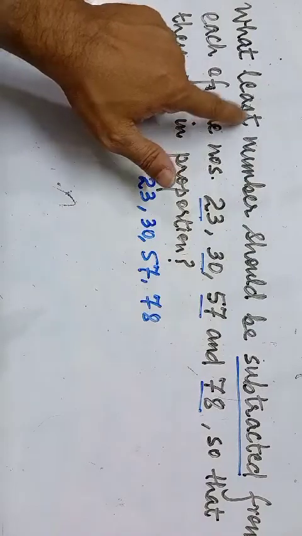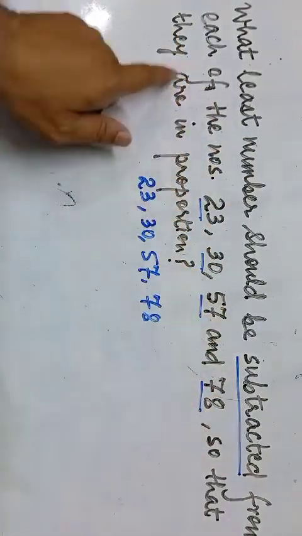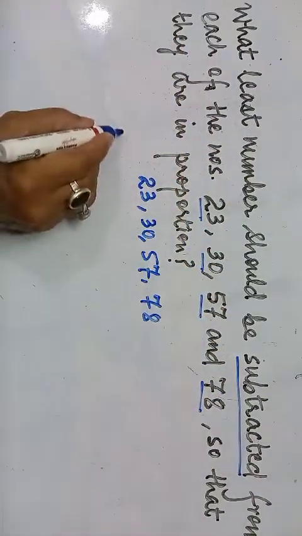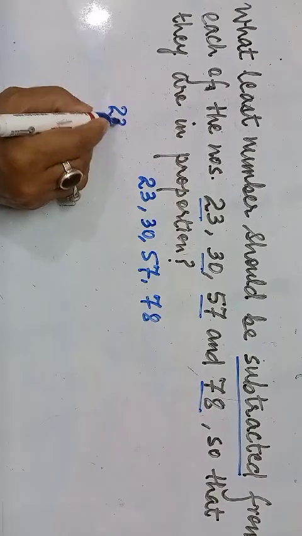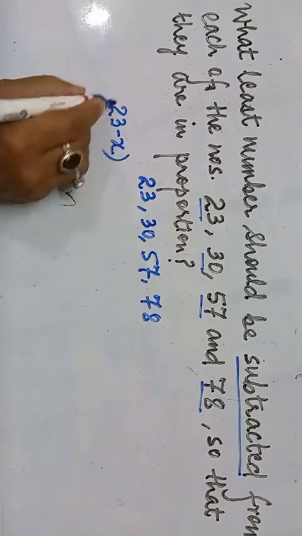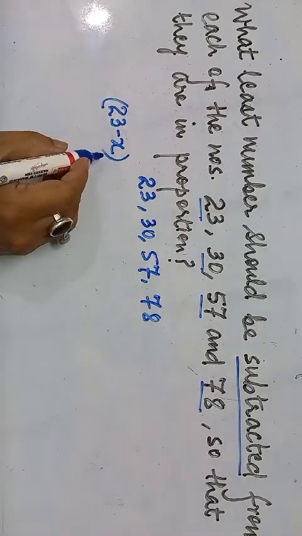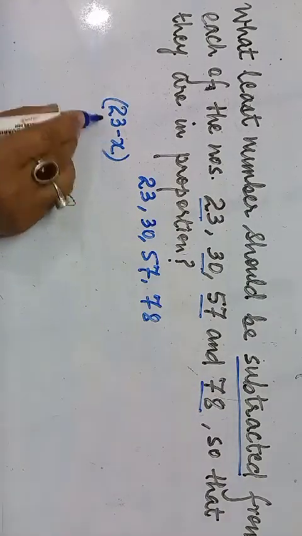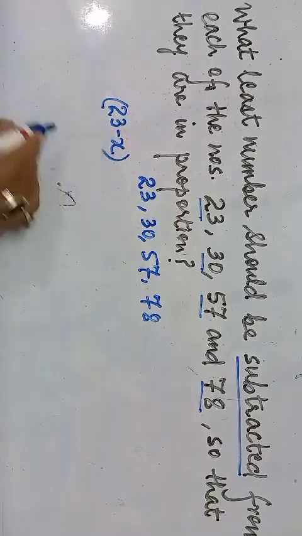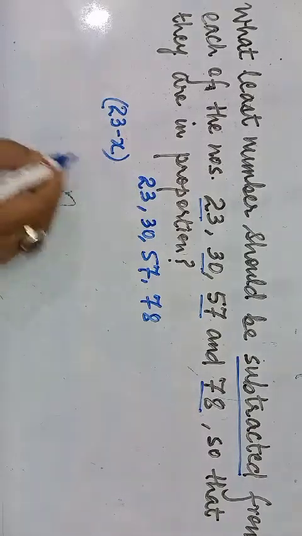There has to be some number which should be subtracted from each of these numbers. Okay, so let me just show you this. Let's say for example I have this after subtracting. So this after subtracting becomes the remainder after subtracting x from this number.